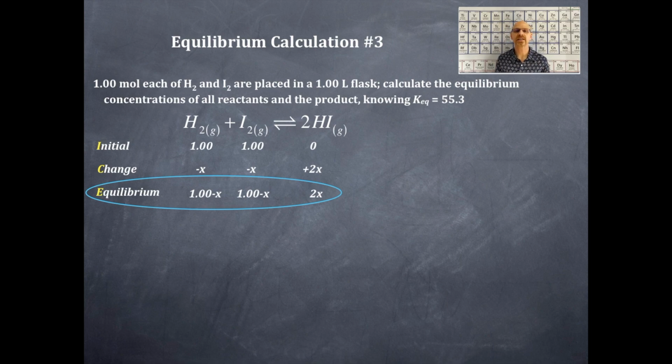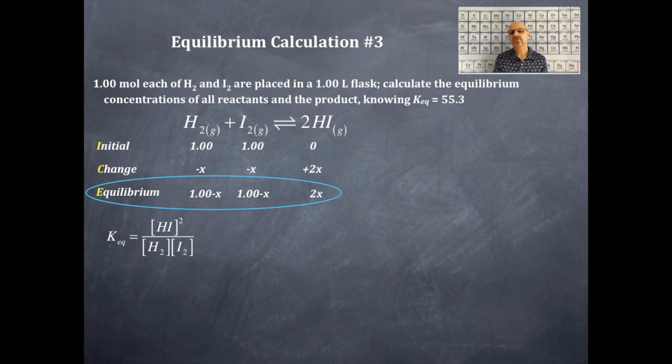So the next thing that we need to do is we need to write the Keq expression. That is products over reactants with the stoichiometric coefficients as exponents. Solids and liquids are not included. So here's the Keq expression right here. That's hydrogen iodide in the numerator to the power of 2, that's the exponent, divided by hydrogen and divided by iodine to the power of 1 for each of those.